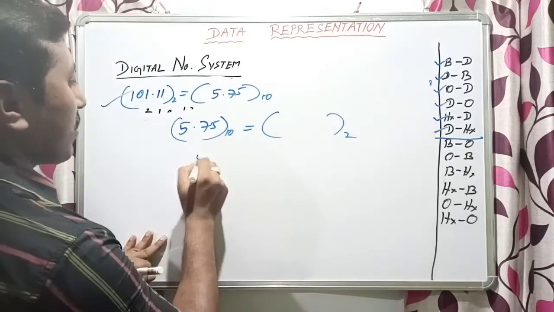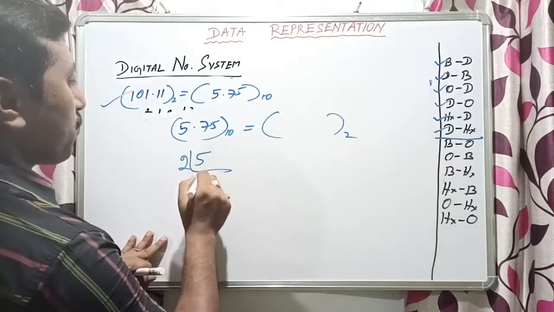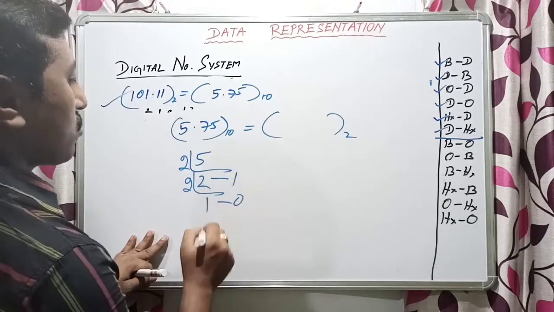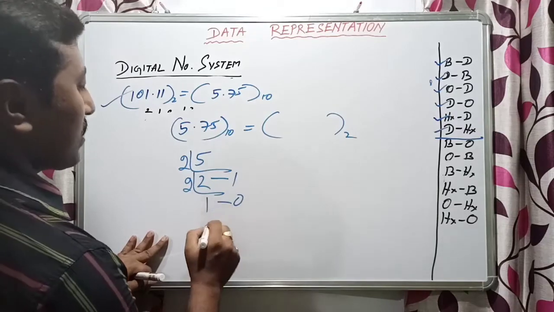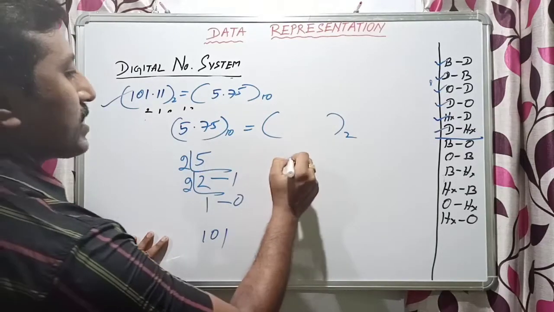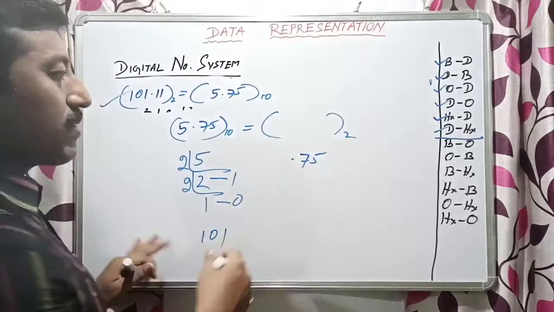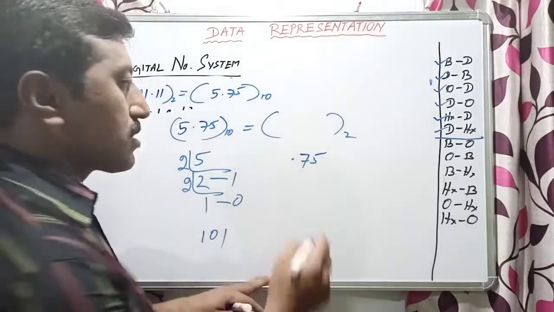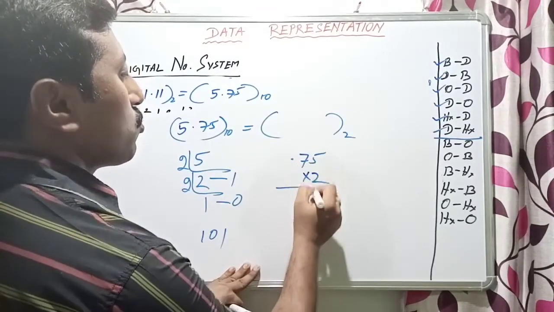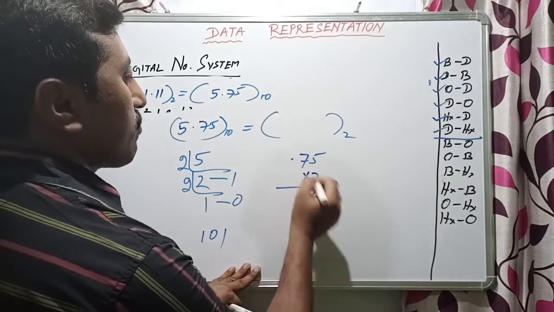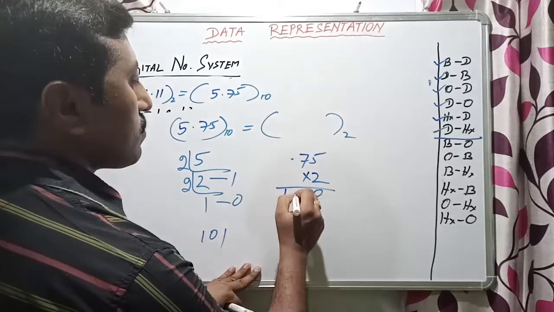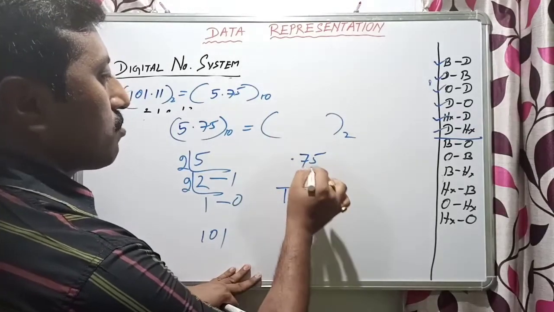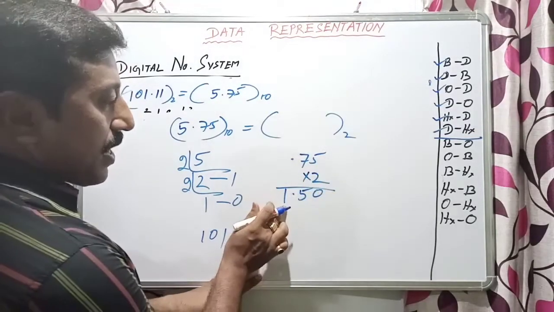How to do it: 5 can be represented as 101. 101 is coming. But how to take 0.75? 0.75 can be converted to binary with the help of the multiplication process. You multiply by 2. So 0.75 times 2 is 1.50. Again, this integer part you just ignore.